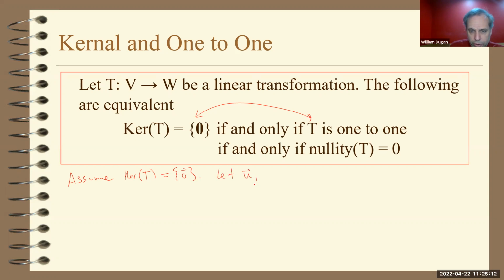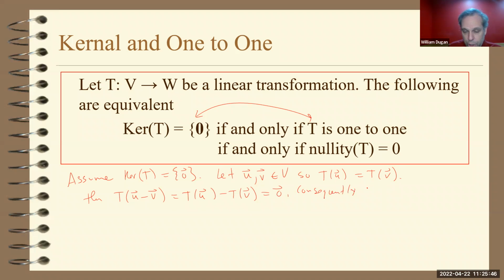Let two vectors u and v be in V, so T of u equals T of v. I'm going to show you that u and v are the same. Then, if that's true, T of u minus v would be T of u minus T of v, but since they're equal, that subtraction is a zero vector. Consequently, we have that u minus v is in the kernel.